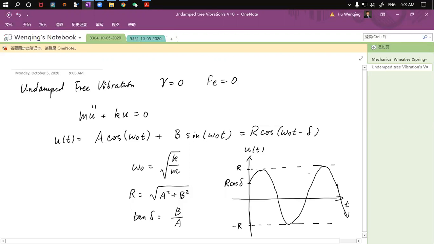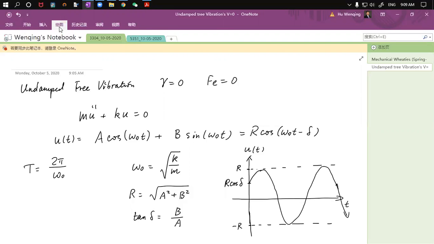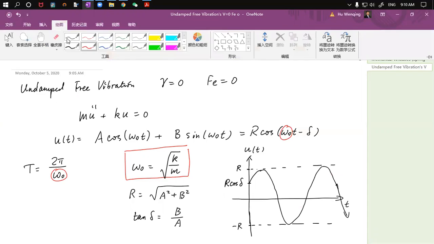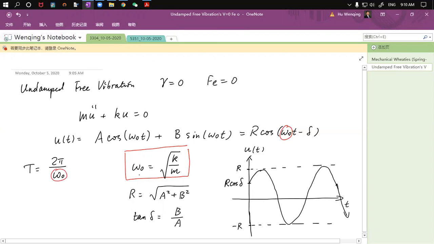But what's the period? Well, the period is determined by 2 pi over the frequency omega 0. Here we have been encountering this frequency omega 0, and from this formula you can calculate the period of the oscillation. So basically, the undamped free vibration gives you a periodic oscillation, and you would like to determine the frequency as well as the period of this oscillation. So this is going to be very important.